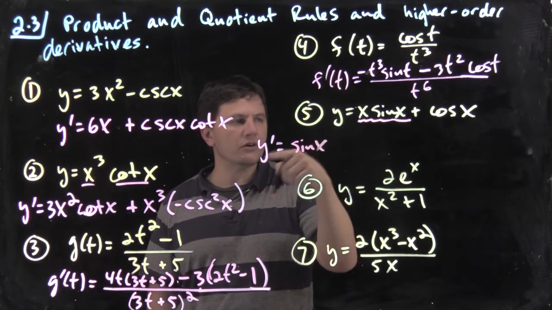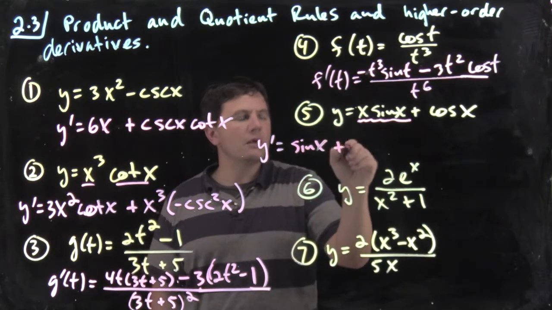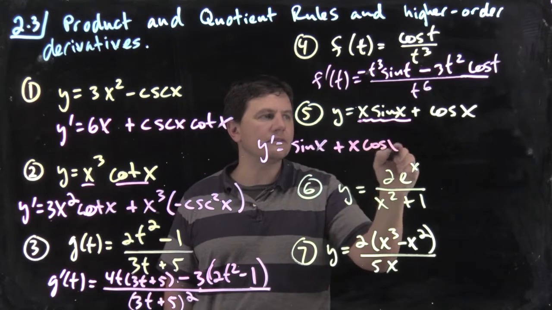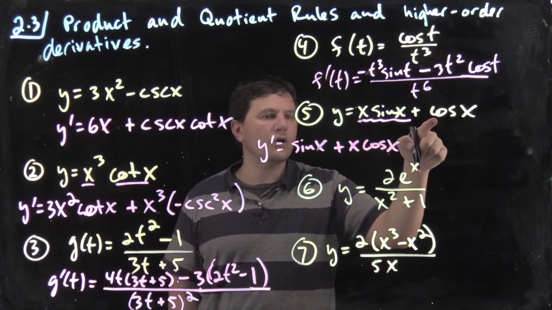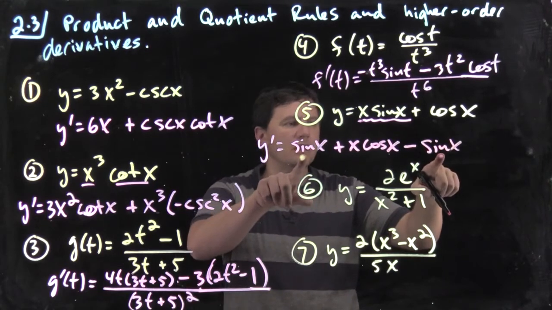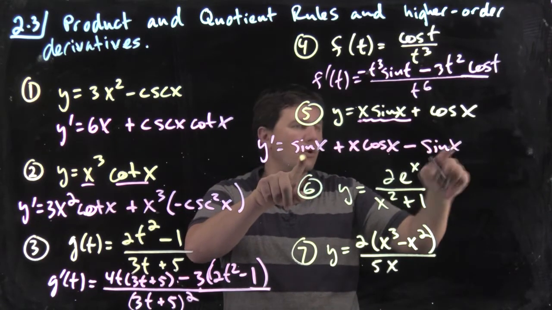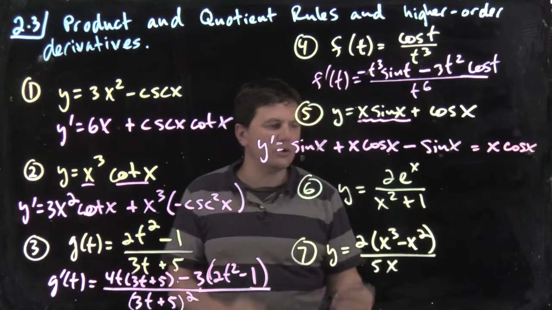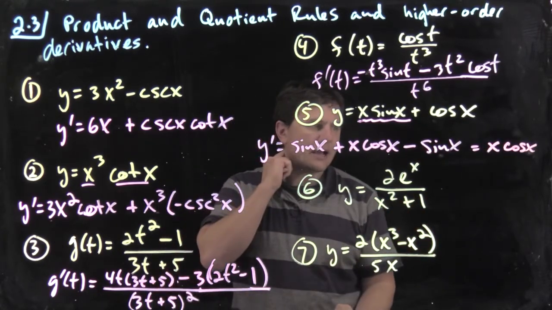We don't need the 1 there because multiplying by 1 doesn't do anything. Plus, now copy down the x. The derivative of sine x is cosine x. And then the derivative of cosine x is negative sine x. Now I could obviously simplify this because these things will zero out and that leaves me with x cosine x. But, you know, it just depends if you're asked to simplify or not.